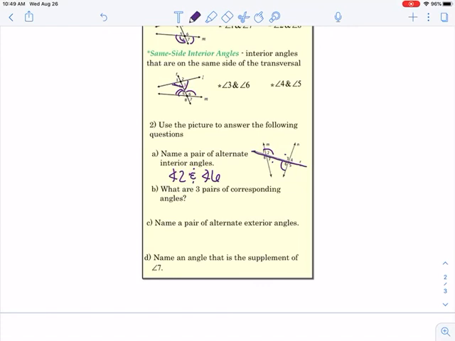What are 3 pairs of corresponding angles? So corresponding angles, again, basically if you think about it like cutting that transversal and then taking these angles and putting them on top of these angles, which angles land on top of which angles? So how about 4 and 2? So angle 4 and angle 2.